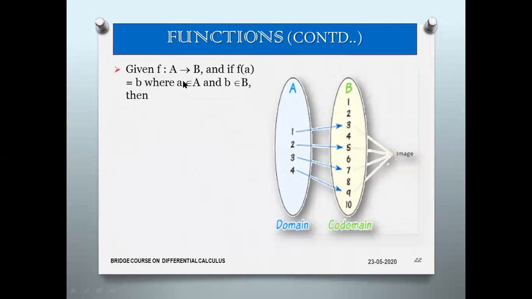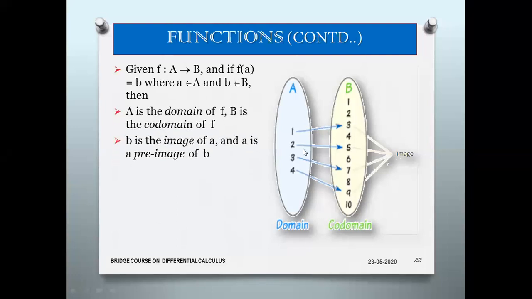So given f is from A to B, and if f of a equals b, where the elements of capital A are referred to as small a, and the elements of capital B are referred to as small b. Then A is called the domain and B is called the codomain. Now we say that small b is the image of small a and small a is the pre-image of small b. So the set of all images of elements of A is the range of f.